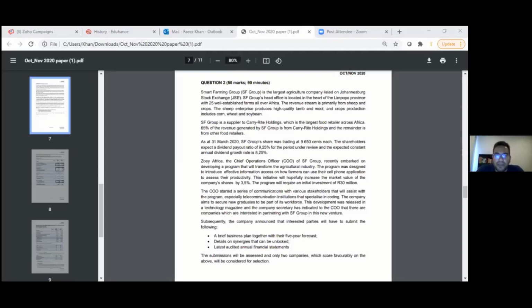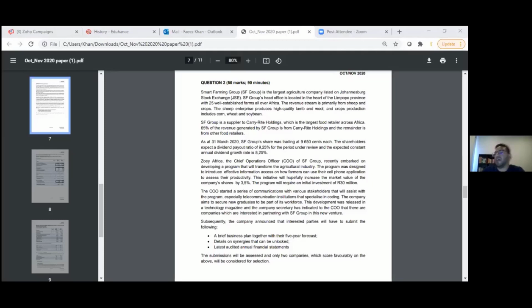SF Group is a supplier to Karyrite Holdings, which is the largest food retailer across Africa. 65% of the revenue generated by SF Group is from Karyrite Holdings, and the remainder is from other food retailers. So there you can see that they supply the largest food retailer in Africa, okay? And then 65% of the revenue is generated through that retailer, and 35% would be from other retailers.